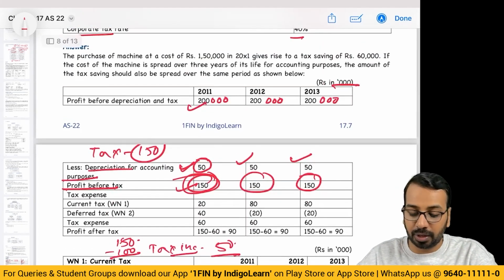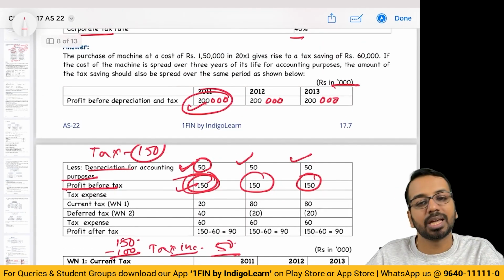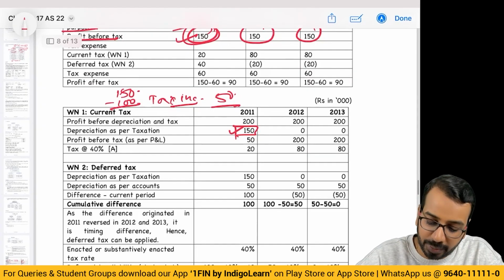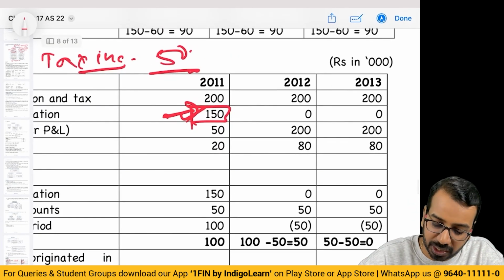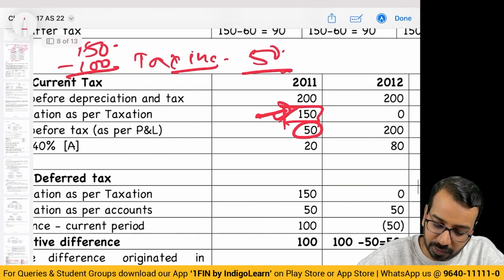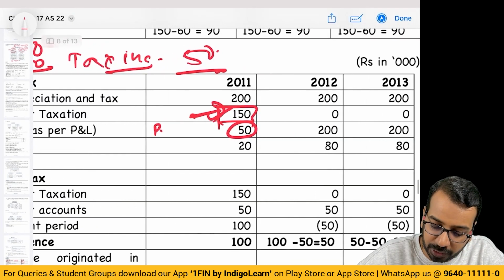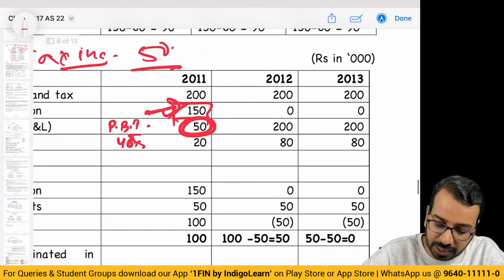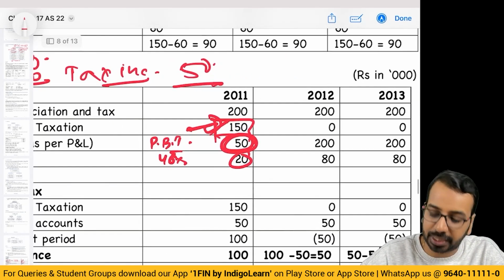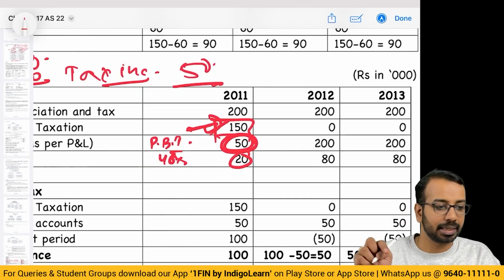Or if you want to do it the other way, profit before depreciation is 200. From that 200, take 100% deduction of income tax depreciation. So this will be 50. Profit before tax will be 50. Now on this 50, when the 40% rate is applied, you get 20. This 20 is called current tax.